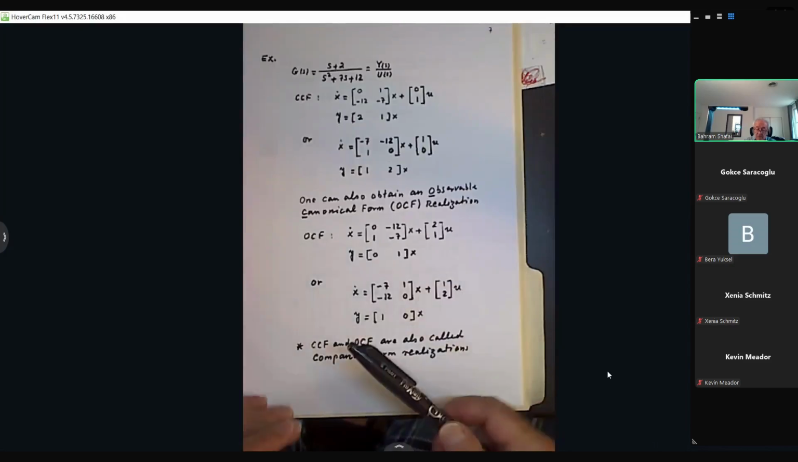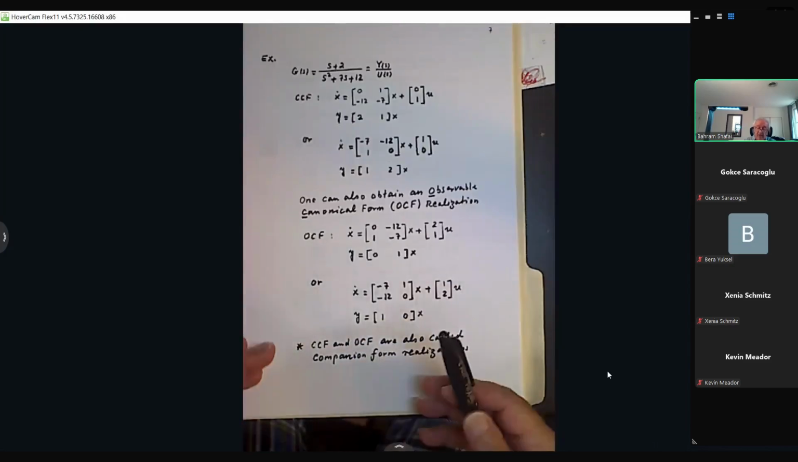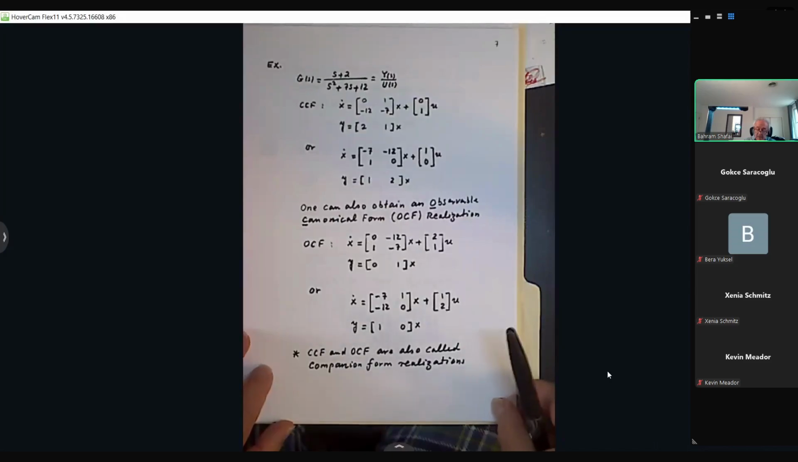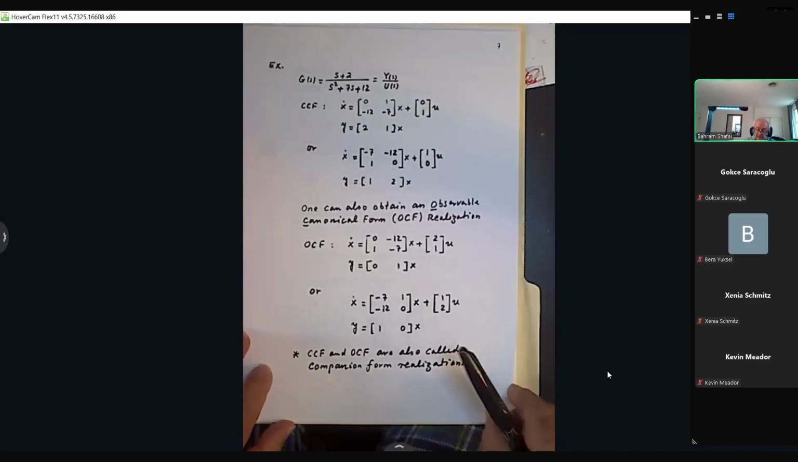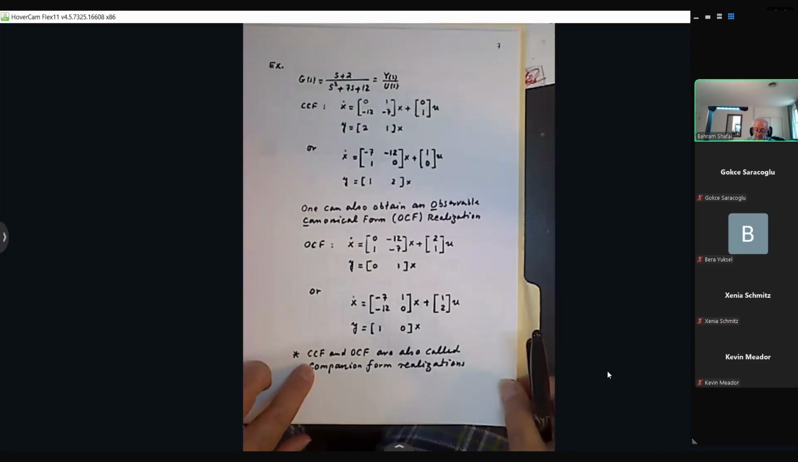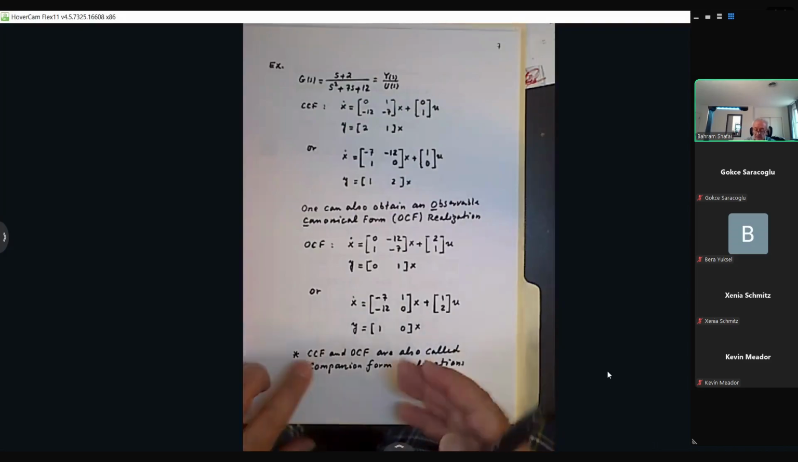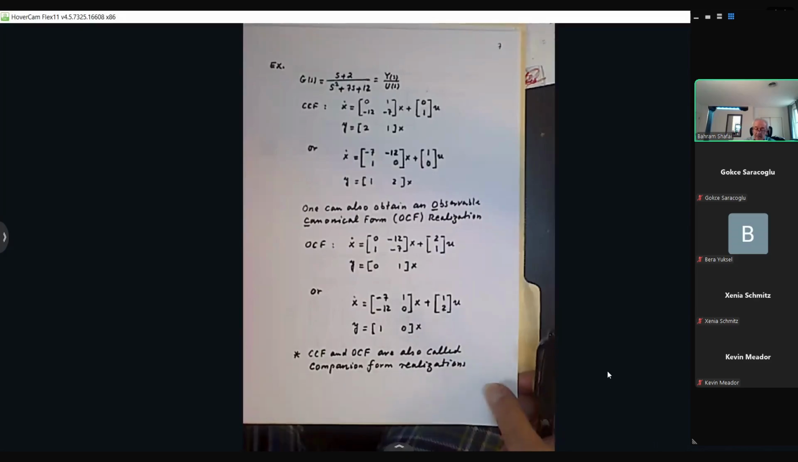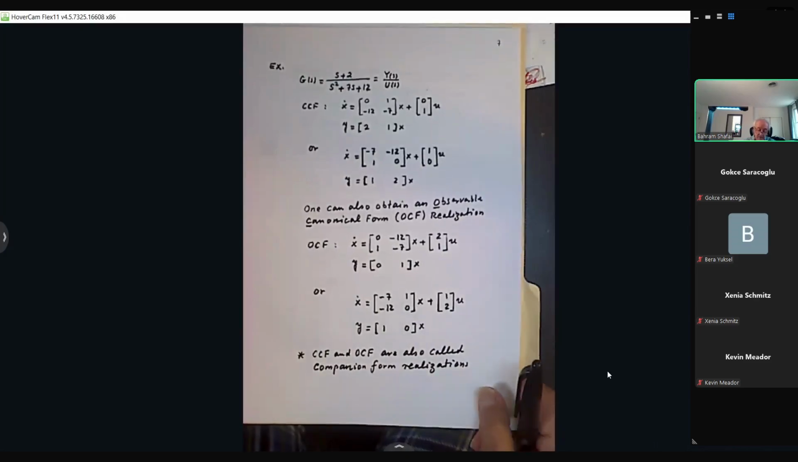Now, this concept of controllable canonical form and observable canonical form, the words controllability and observability will be discussed later. But people defined it ahead of time. This concept of controllability and observability attached to this state space realization will be clear for you when we talk about the justification, or why they call it controllable canonical form. It will be clear when we talk about controllability and observability later.